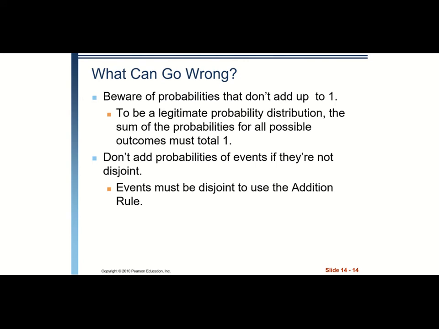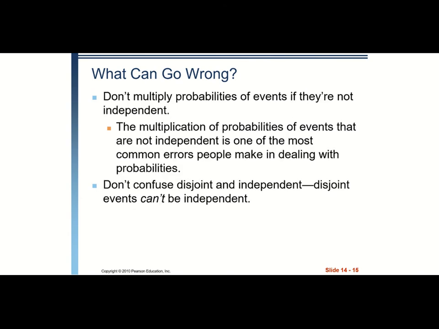As for what could go wrong, we always want to be aware of probabilities that don't add up to 1. So when you take a look at a problem, just make sure that the probabilities total 100%. Also, don't add probabilities of events if they're not disjoint. We'll learn to do that in the next chapter. Don't multiply probabilities of multiple events if those events are not independent. This is another thing that we'll learn in the next chapter, but for now, we can only multiply independent events.